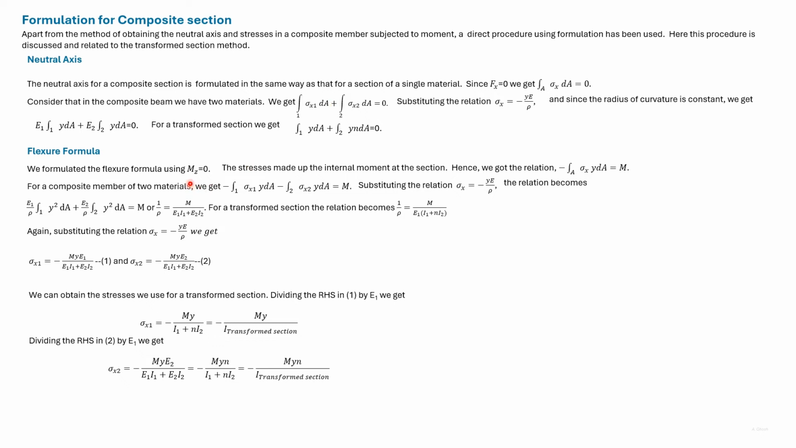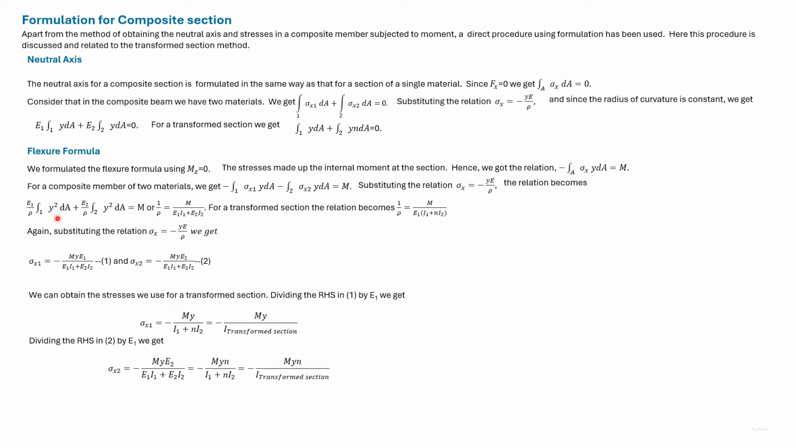We earlier used the relation Mz equal to 0 to get the flexure formula for a component of a single material. The relation can be written as minus integral of sigma x y dA over the area is equal to M. For a composite member of two materials, the equation retains this form. Substituting sigma x, we get this expression.